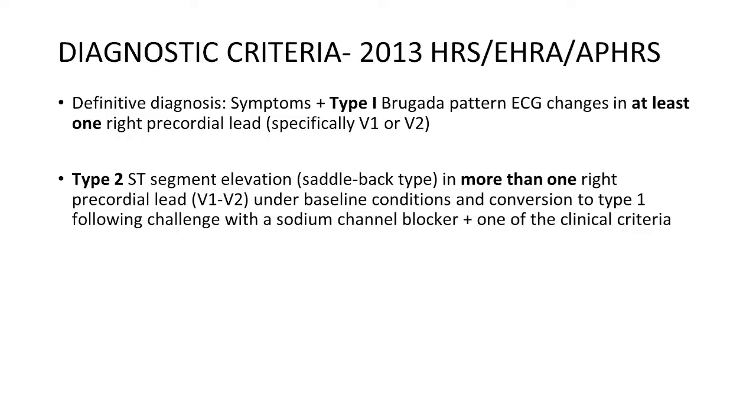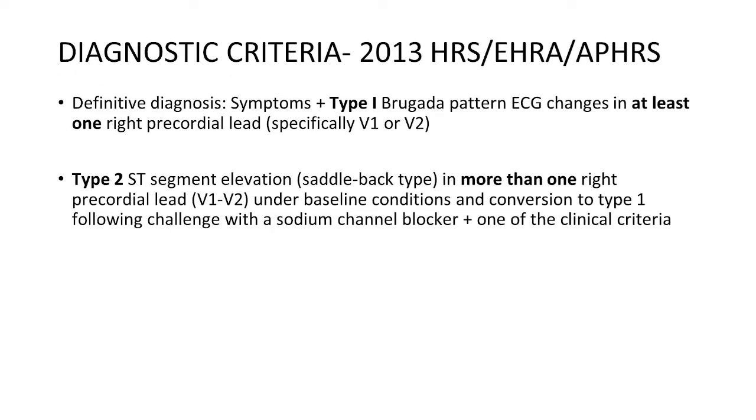the sodium channel blocker given is usually flecainide, a class 1C drug, or there is one drug called ajmaline that is usually used in the US. It is not available now. After giving the sodium channel blocker challenge, if the ECG converts from type 2 to type 1, then it is also diagnostic. But if it is type 2, we need at least one clinical criterion, which we discussed earlier. What will happen if you give a sodium channel blocker? It will exacerbate the condition, and the type 2 ECG will be converted into a type 1 ECG. Brugada saddleback will be converted into coved ST elevation. That is called a sodium channel blocker challenge.